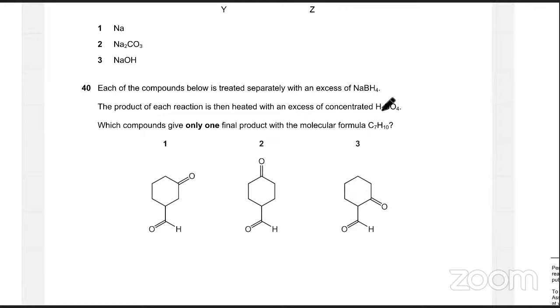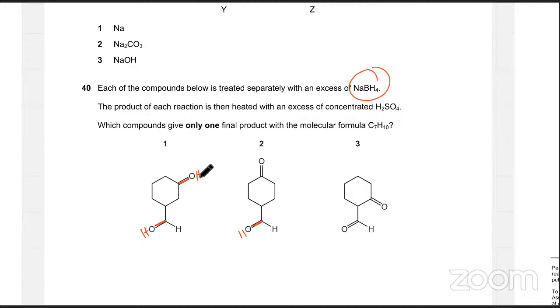So remember NaBH4, that's a reducing agent, and it reduces aldehydes and ketones back to an alcohol. So what it would do is, whenever you see a double bond here, it will turn into an alcohol. So this is a ketone, it will turn back into an alcohol. So the double bond will turn into a single bond and alcohols would be produced.